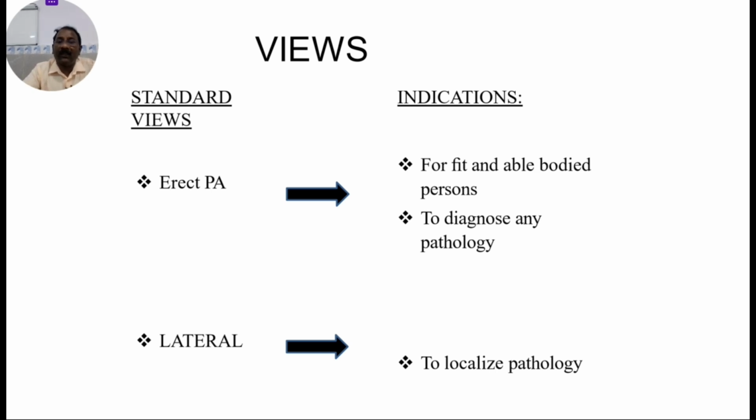So the erect PA is used to diagnose any pathology of the heart or the lungs or the blood vessels, etc. Whereas the lateral view we also advise sometimes to localize the pathology. For example, mediastinal masses, whether it is in the anterior mediastinum, the middle mediastinum or the posterior mediastinum, or left atrial enlargement or right atrial enlargement, you need a lateral film.